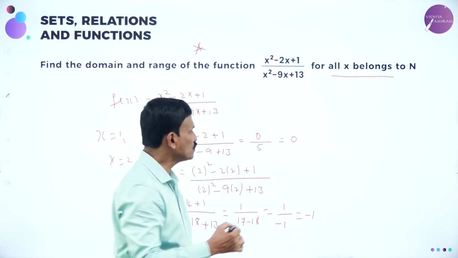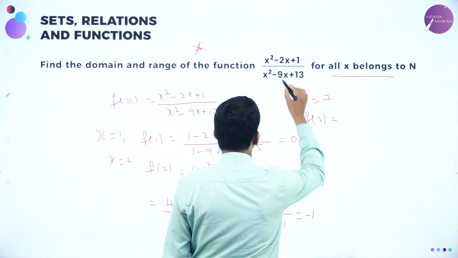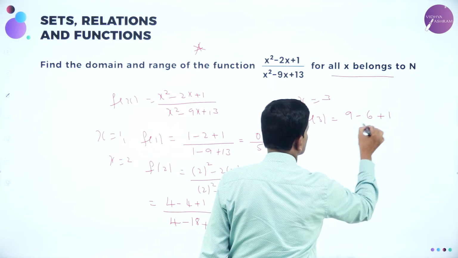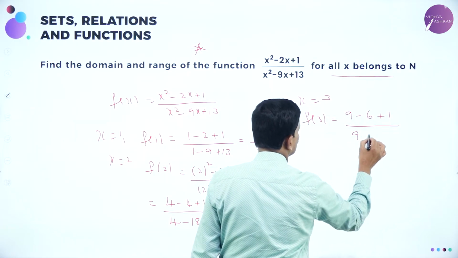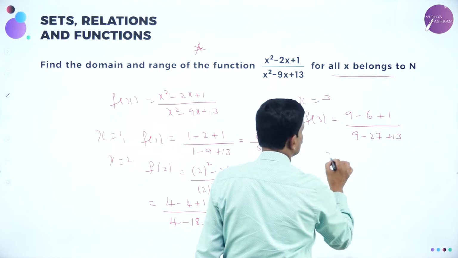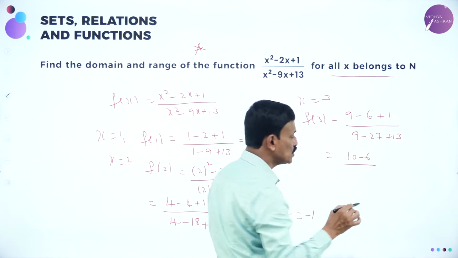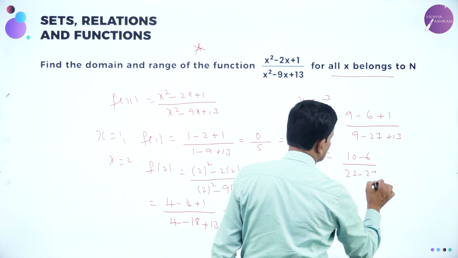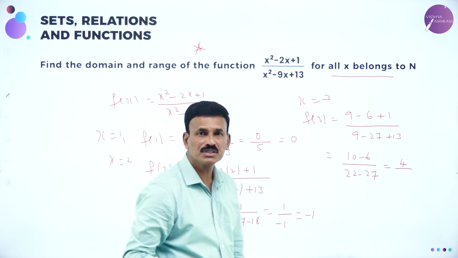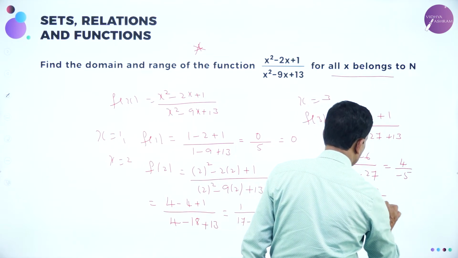Now, put x is equal to 3. If you put x is equal to 3, what will we get? f of 3 is equal to 3 square is 9 minus 2 into 3 is 6 plus 1, divided by 3 square is 9 minus 9 times 3 is 27 plus 13. So, 9 plus 1 is 10 minus 6, divided by 9 plus 13 is 22, 22 minus 27. So, this is 4 divided by 22 minus 27 is minus 5. So, this is 4 by minus 5.